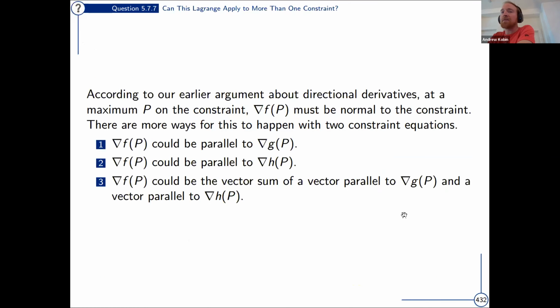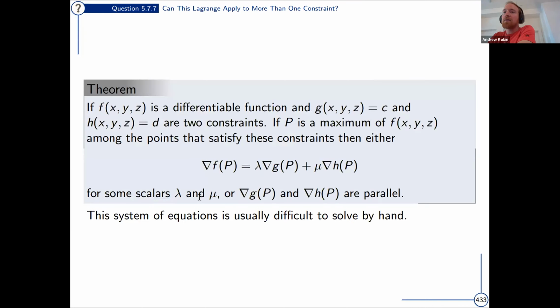We want to examine that possibility as well. Using this idea, it's possible to write down the following theorem, which is an extension of Lagrange multipliers. And this will work in higher numbers of variables, and this same idea will work with more constraining equations, but let's just do it with 2.